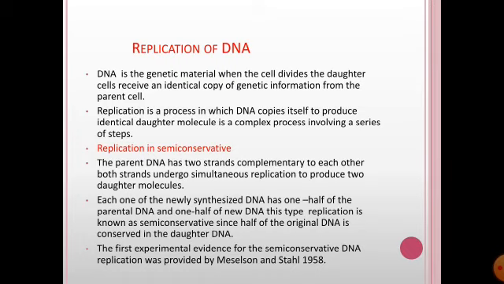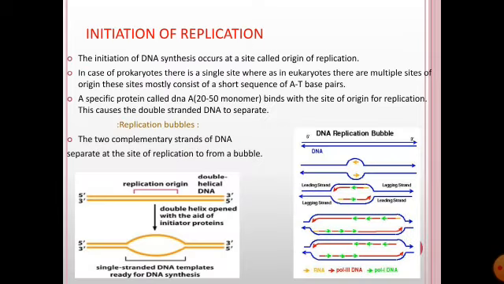On each parental DNA strand, a new daughter strand is synthesized, and both are complementary to each other. One half strand is parental, and one half strand is newly synthesized, the offspring or daughter strand. That type of process is known as the semi-conservative replication process. The evidence for this experiment was first given by Meselson and Stahl in 1958.